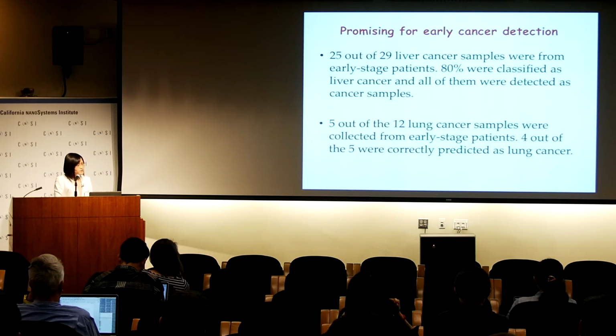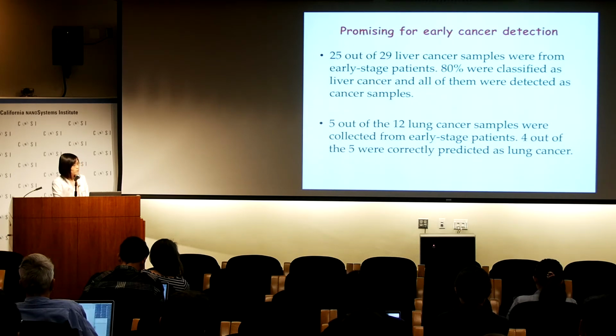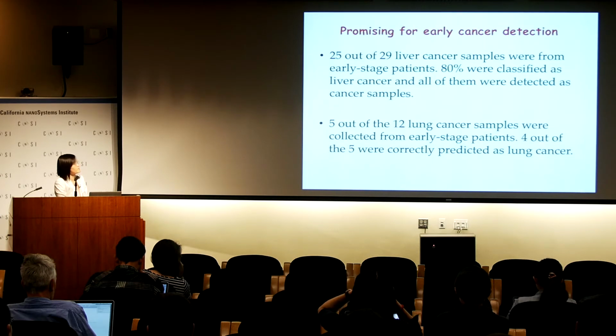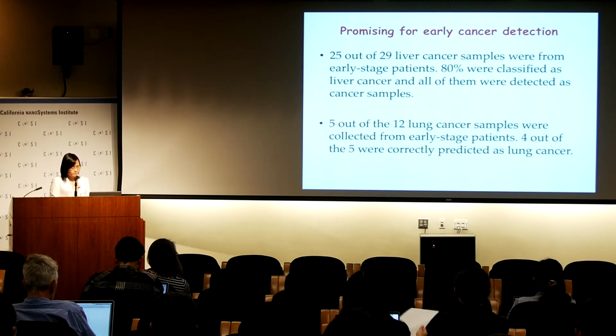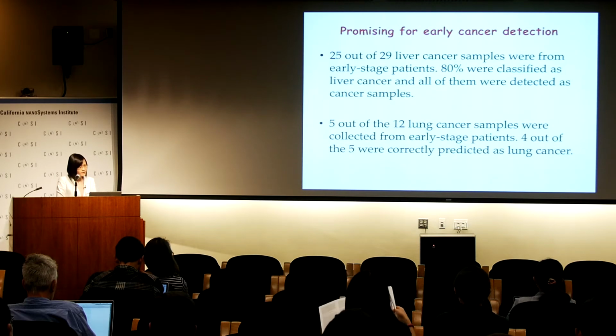So out of the 29 liver cancer samples, 25 are from the early stage, and 80% of them have been classified as liver cancer, and all of them were detected as cancer samples. And out of 12 lung cancer samples, 5 are from early stage patients, and 4 of those 5 were correctly predicted as lung cancer. So that's the results of CancerLocator.